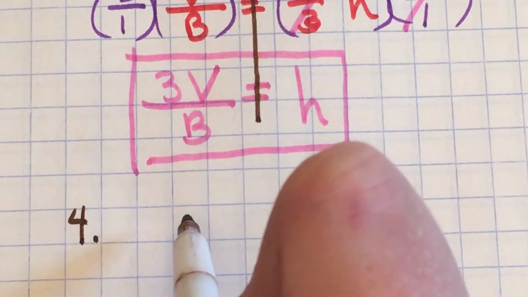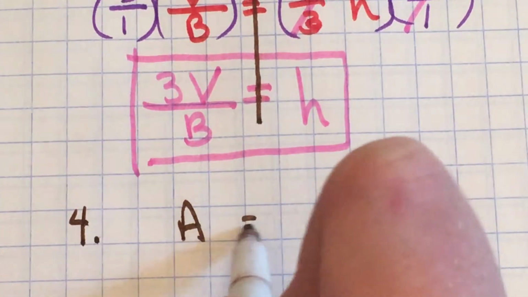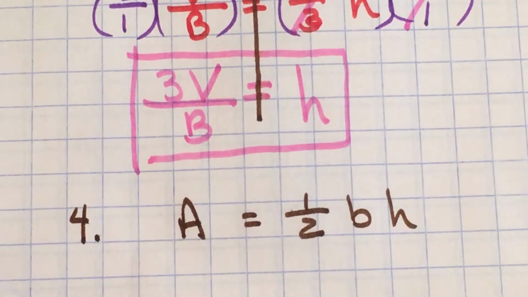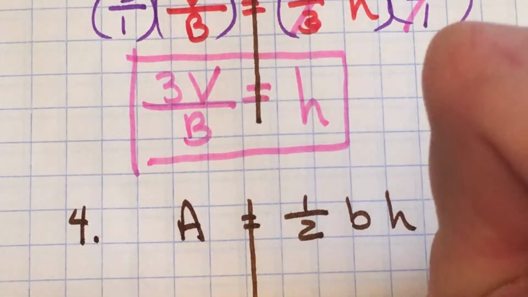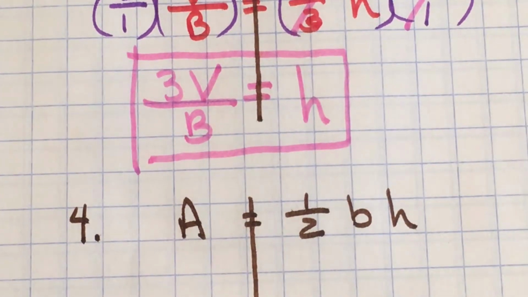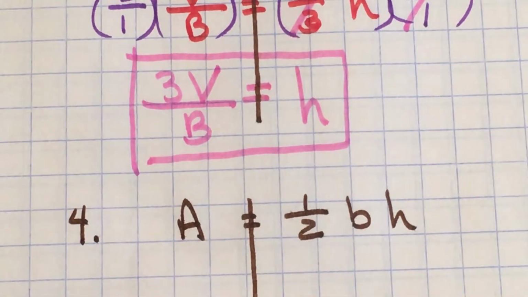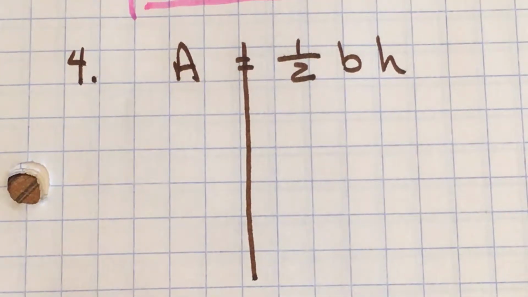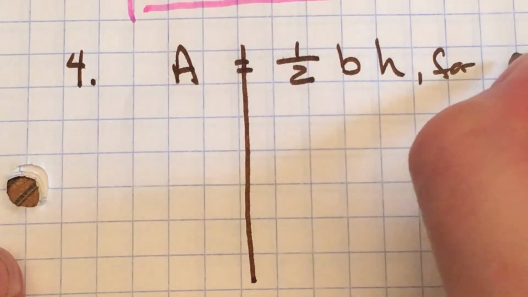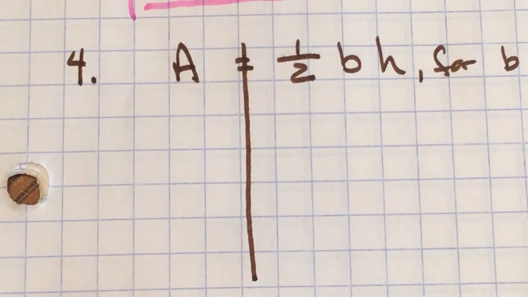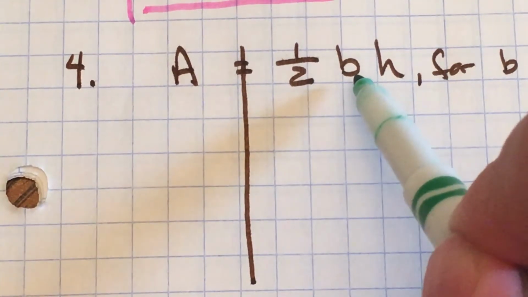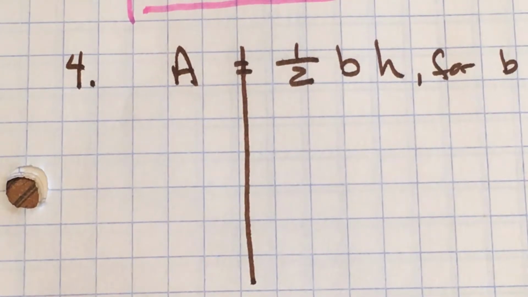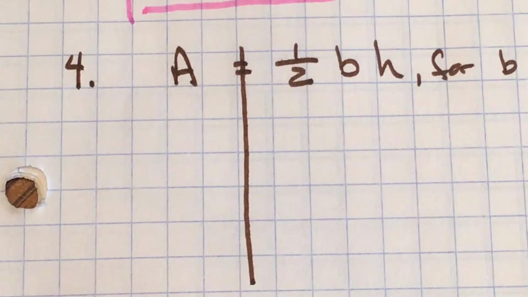So number 4 says A is equal to 1/2 BH. Do you remember what that formula is for? That is for the area of a triangle. 1/2 of the base times the height. Oh yeah, what are we solving for? We're going to solve for B. Okay, I have my river. I know what I'm solving for. So this is so much like number 3. I bet you could do this one. Why don't you pause the video and see if you can do it on your own.